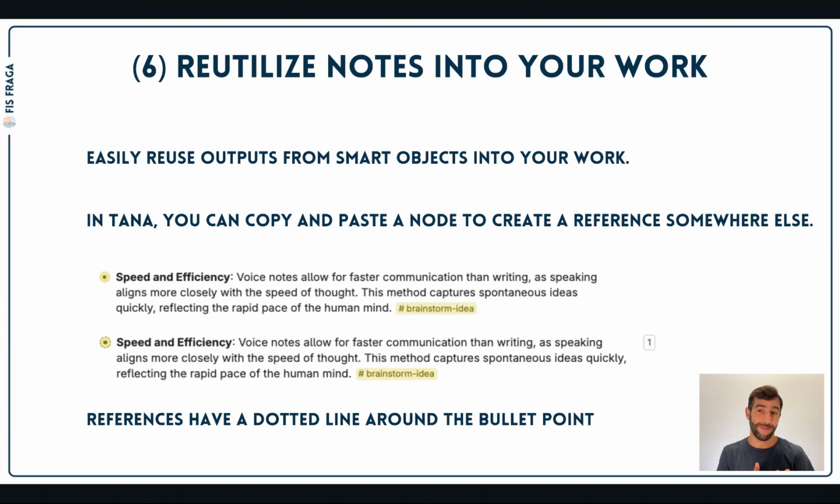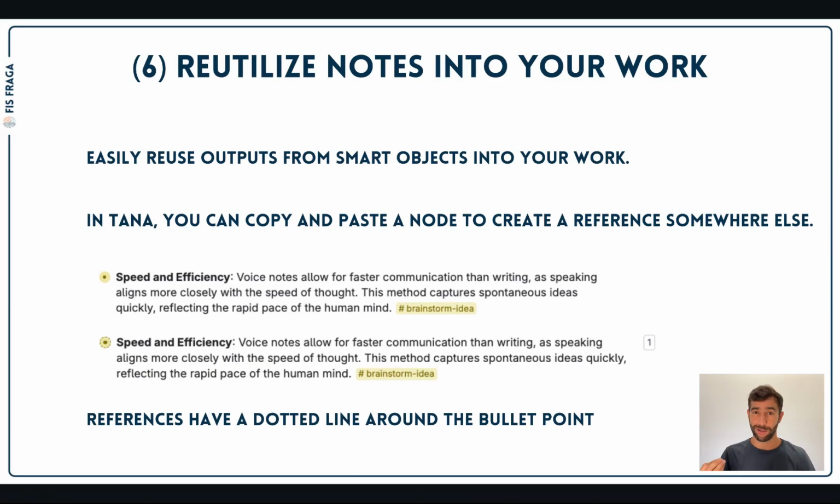So here in Tana, it's easy to reuse these outputs from the smart objects or even straight from the transcript, because in Tana you can copy and paste a reference to a node somewhere else. So as you can see here, the references have a dotted line around the bullet point, which means you are copying the entire bullet point and you're pasting it somewhere else such that the two are synced and connected. Every change that you make to one of them will be applied to the next one.